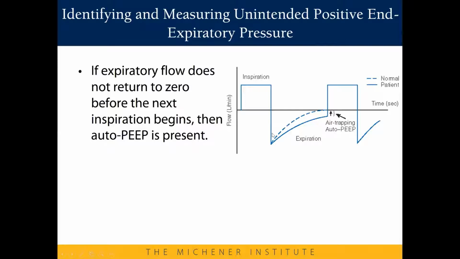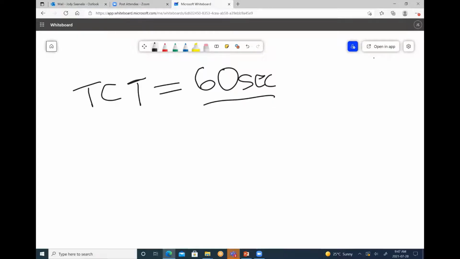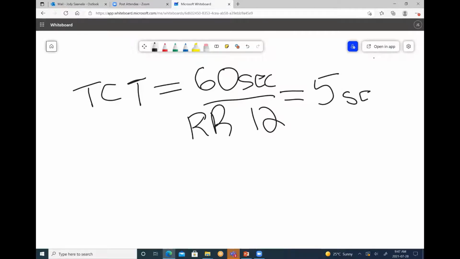So our total cycle time, I'm just going to go to a whiteboard for this. When we look at our total cycle time, I said our I time is usually a set value. Our exhalation time is going to be based on the remaining time available. So we have 60 seconds in a minute, and we look at our set respiratory rate, which let's say is 12 breaths per minute. That gives us a total cycle time of 5 seconds.